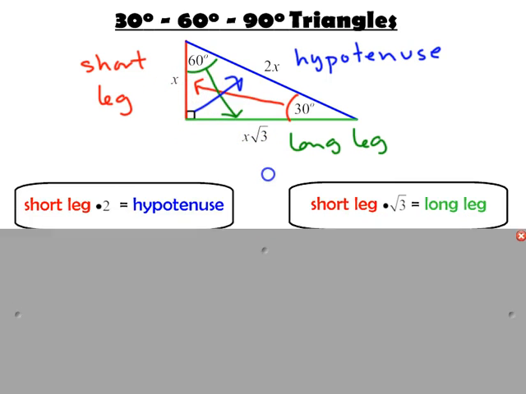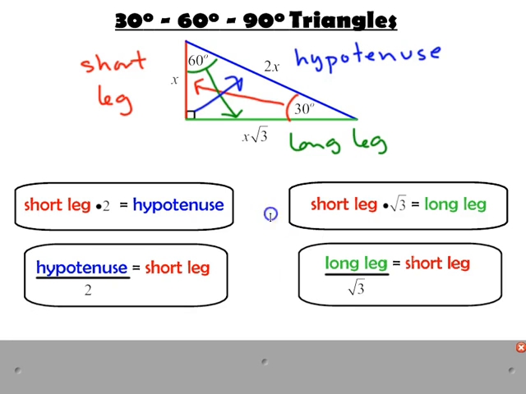So here are a few formulas written down that you can remember. The short leg multiplied by 2 will give you the length of the hypotenuse, and the hypotenuse divided by 2 will give you the length of the short leg.